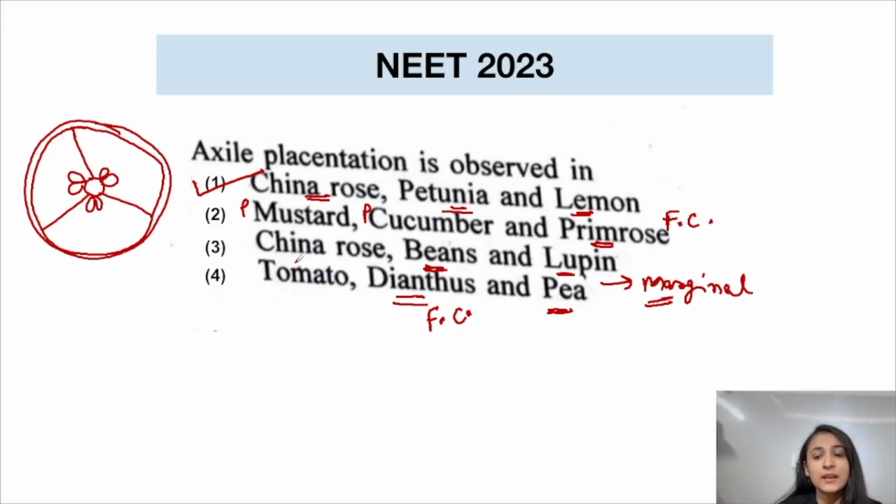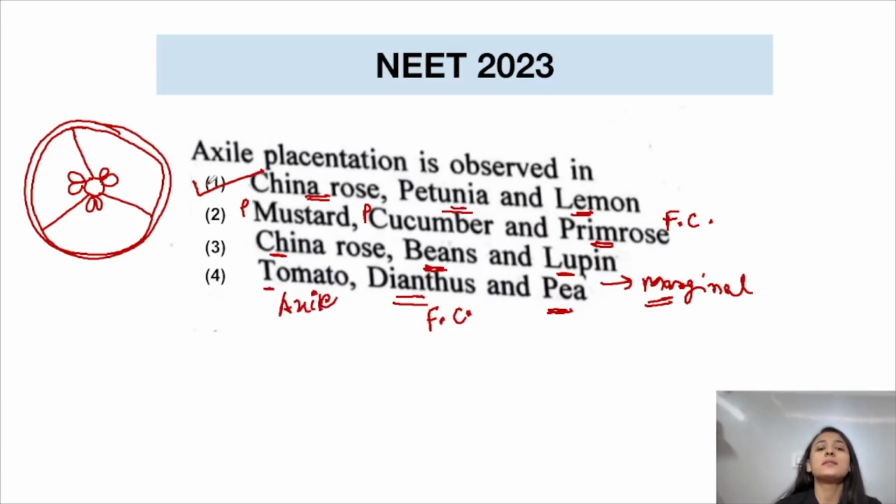So China rose and tomato are left. China rose we have already studied, it contains axial placentation, and tomato also contains axial placentation. We all know that when we cut a tomato, the slice appears like this only. These seeds are attached towards the center and there are various septa. The fruit is divided into numerous chambers. So tomato also has axial placentation. We can write axial here.